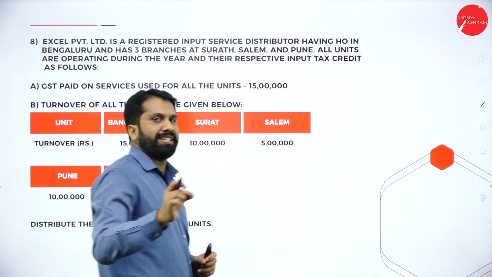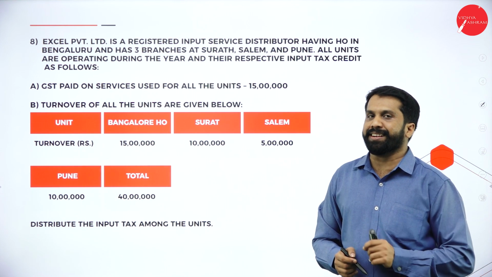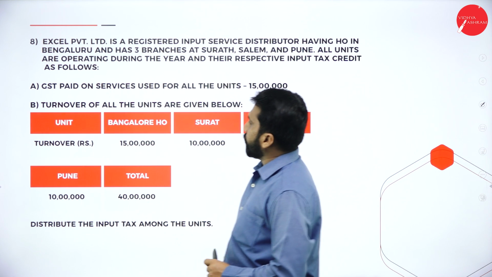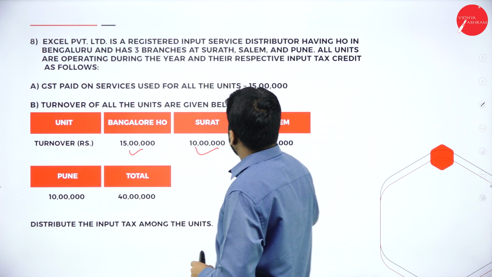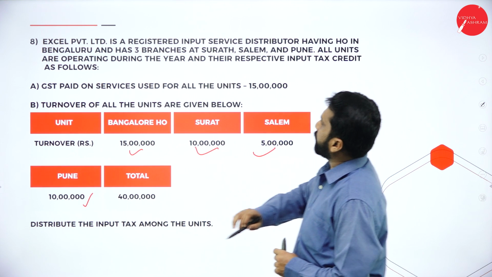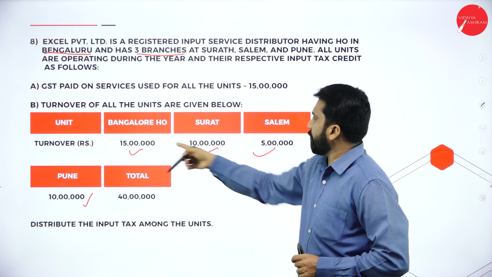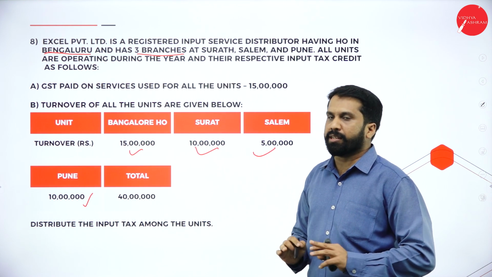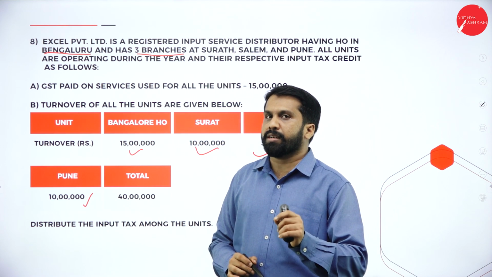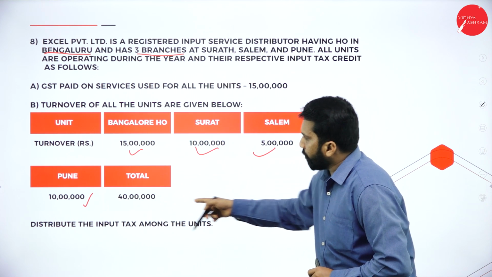Now, the next easiest question for your 10 marks is from the chapter called input tax credit. They have given Bangalore, Surat, Salem and Pune. In the question they have mentioned that Bangalore is the head office and it has 3 branches. There is a head office and these are the branches. Whatever information is given here is turnover, or sales.